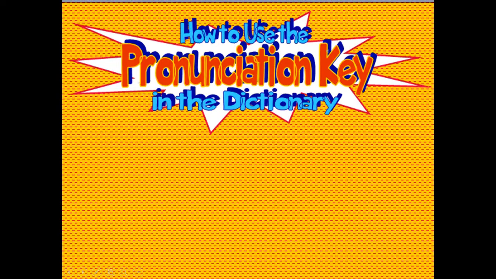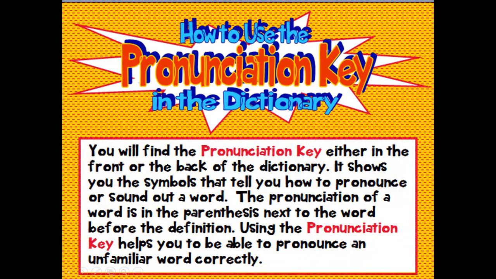How to use the pronunciation key in the dictionary. You will find the pronunciation key either in the front or the back of the dictionary. It shows you the symbols that tell you how to pronounce or sound out a word. The pronunciation of a word is in the parenthesis next to the word before the definition. Using the pronunciation key helps you to be able to pronounce an unfamiliar word correctly.